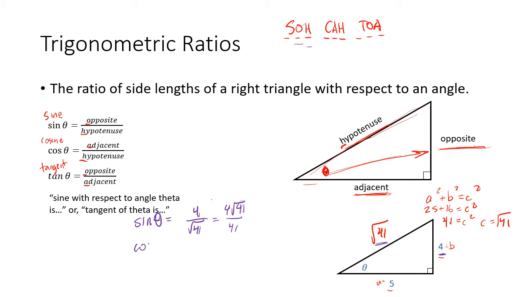Cosine of theta is the adjacent divided by the hypotenuse, so it would be 5 divided by root 41, sorry. If we rationalize that, it would be 5 root 41 divided by 41. And then the tangent, with respect to that angle theta, would just be the opposite divided by the adjacent. So this one's easier, it'd just be 4/5. We don't have to rationalize that or anything, obviously.